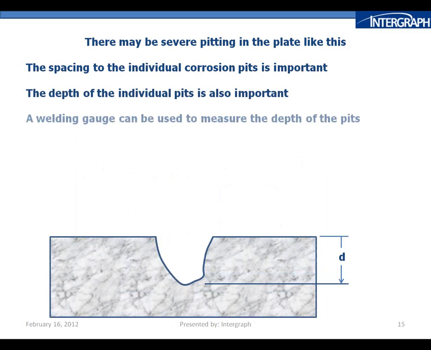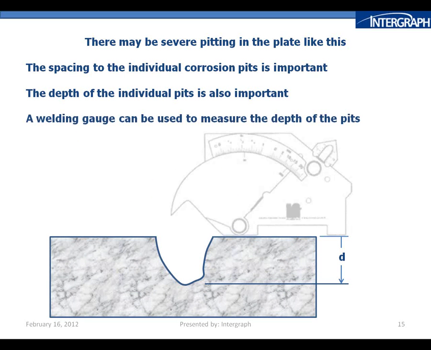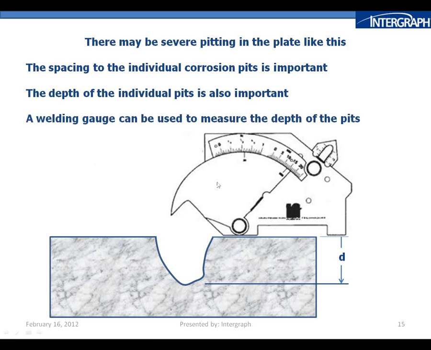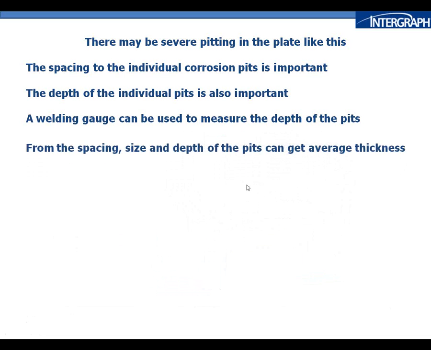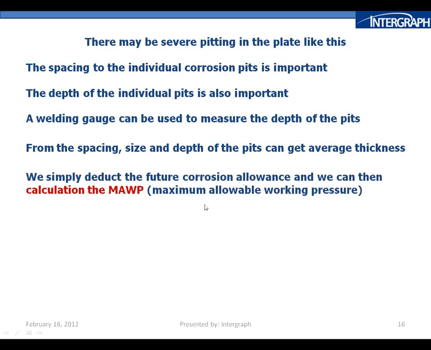And we can actually measure the depth of those pits, perhaps using a welding gauge. This is known as the Cambridge welding gauge. It's based on a British design. This protractor here, this pointer here with this little beak here, can be actually turned around, and we can determine the depth on this scale up here. So we know the depth, we know the diameter, we know the location of the pits. And from the spacing, size, and depth of the pits, we can get some average thickness we can work with. We just simply deduct the future corrosion allowance so we can calculate the MAWP.